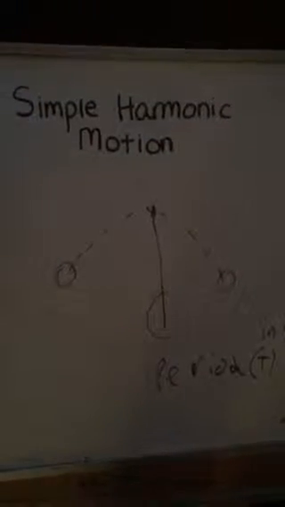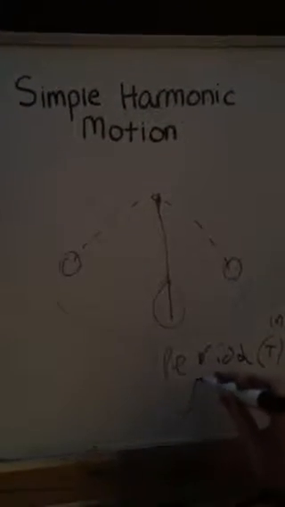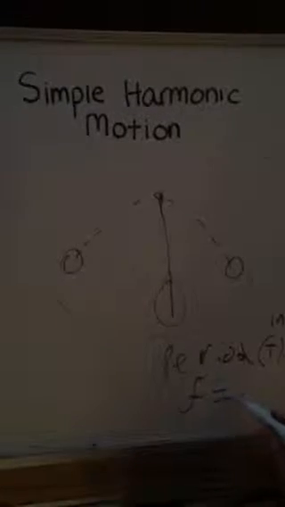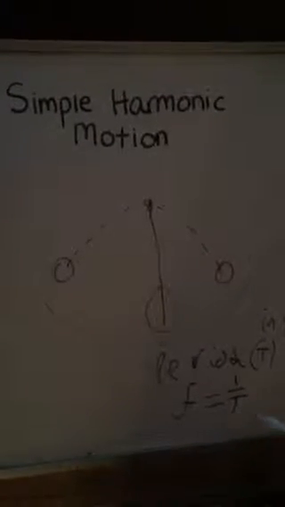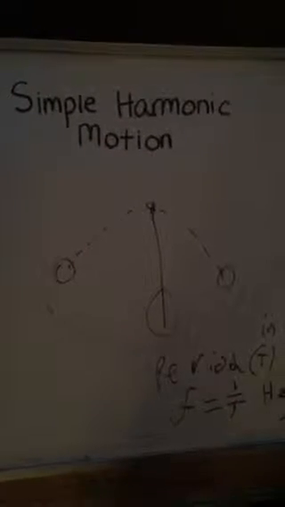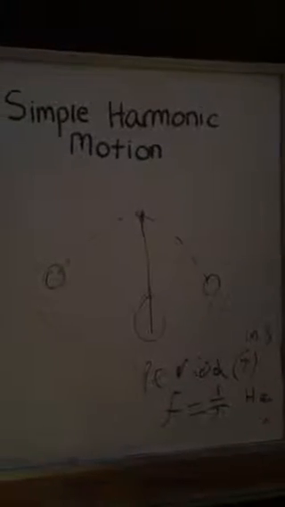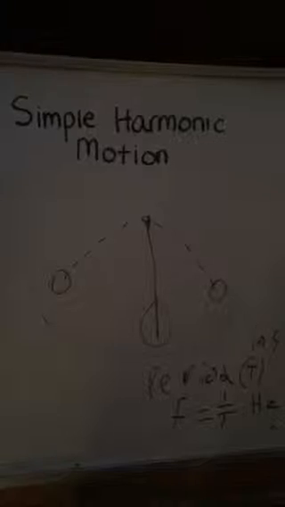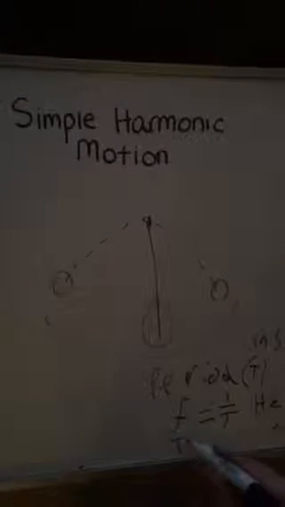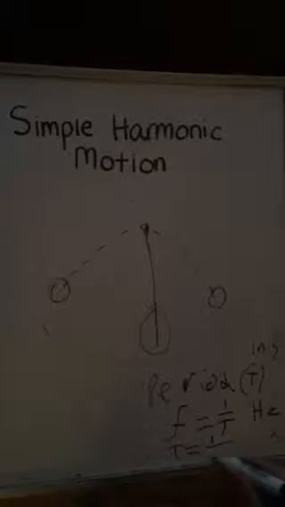Now, the amount of oscillations per second is known as frequency, which is measured as 1 over T and is measured in hertz. It is inversely proportional to the period, which means that if you were given the frequency instead of the period, you could find the period using the equation 1 over frequency.